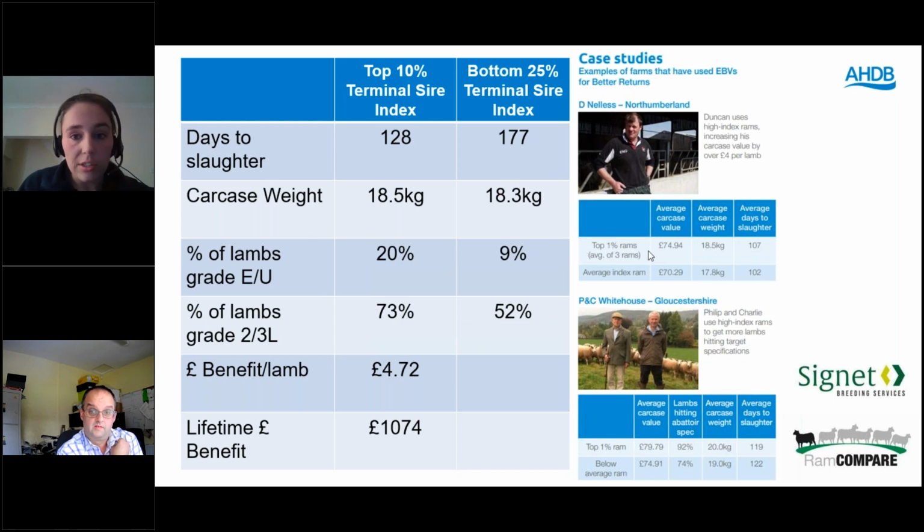And the other thing I just added on here was from Duncan Nellis and Philip and Charlie Whitehouse as well. These are 2 other Ram Compare farmers, and we've seen similar stories for them as well. With Duncan, he got extra carcass weight, and for the Whitehouses, it was about getting more lambs in their specification.